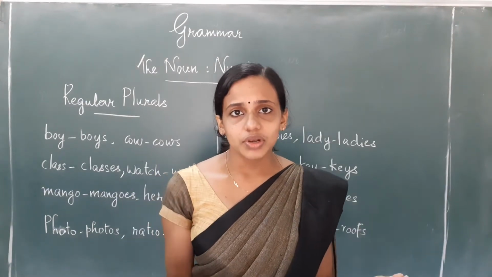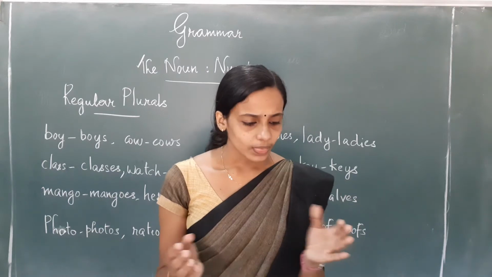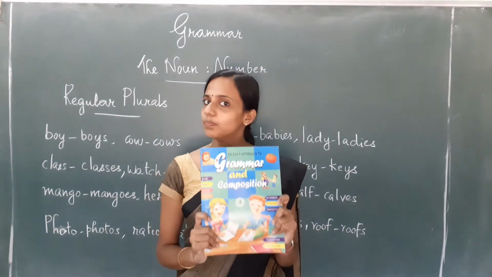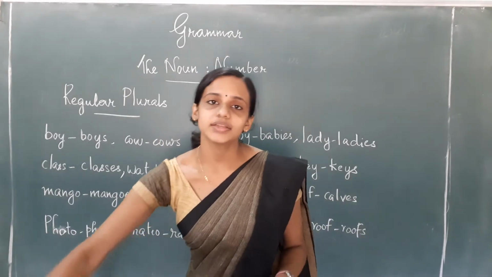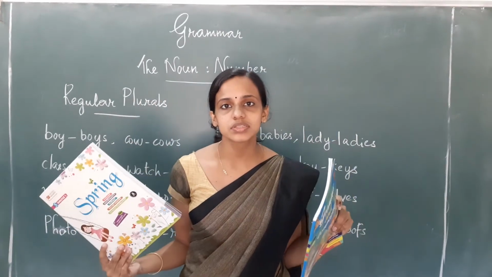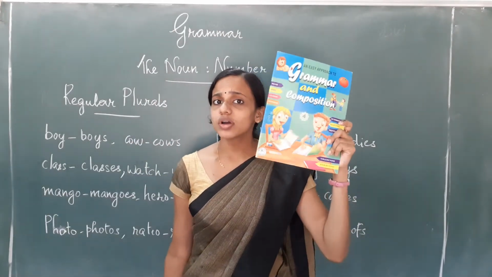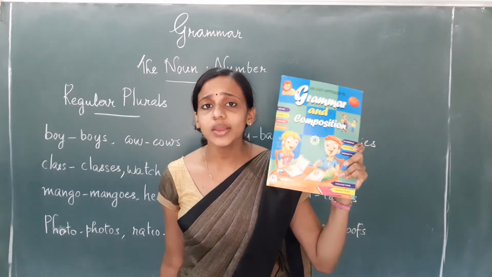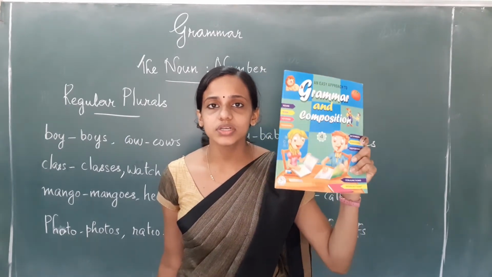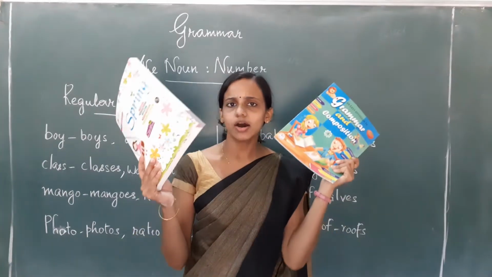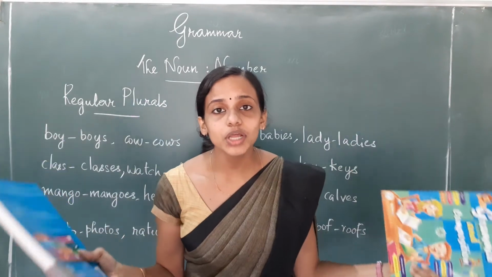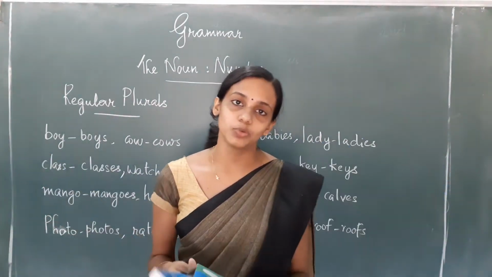What is a singular noun? I have got a book. This is a book. And these are books. What is the difference between book and books? Book is singular because it is only one. There is only one book, and the book is singular. Now it is more than one book, so books, and the plural form of book is books.